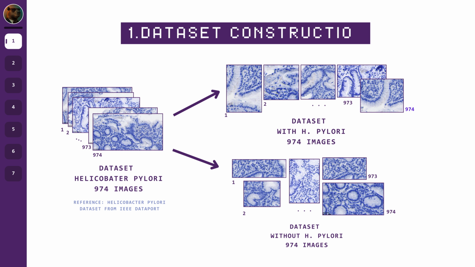Dataset construction. To build our dataset, we used the Helicobacter pylori image set from IEEE DataPort. Each image came with coordinates indicating the location of bacteria. Using this information, we divided the images into two parts, one containing bacteria and the other without. This way, we created two balanced sets of 974 images, each one with H. pylori and one without the bacteria.